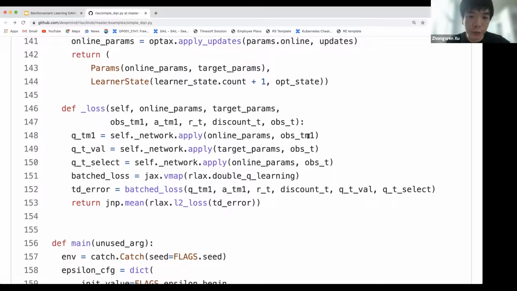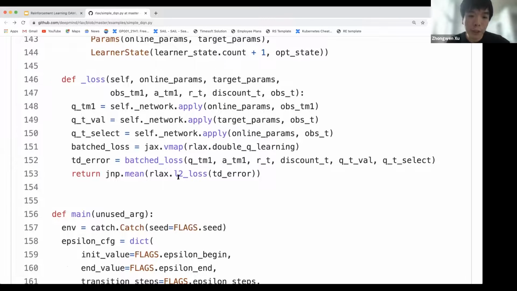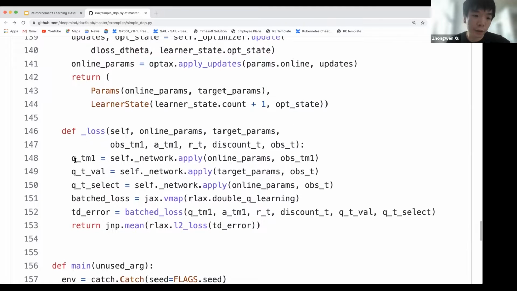The loss is described here. I think we don't need to go into detail, but basically it's just calculating the TD error we described: the reward from the next time step plus the discounted future Q values, and then taking the difference between this target and the current Q estimation. Finally, you apply an L2 loss on that, and then take the mean over the whole batch. Then you have the loss.